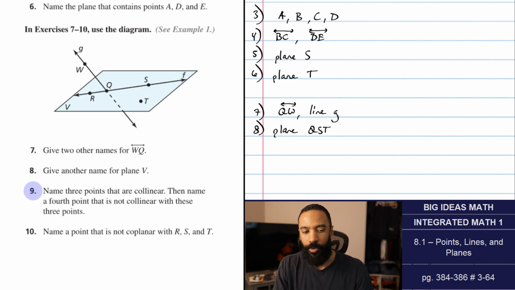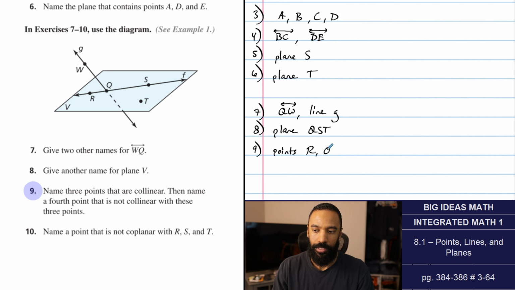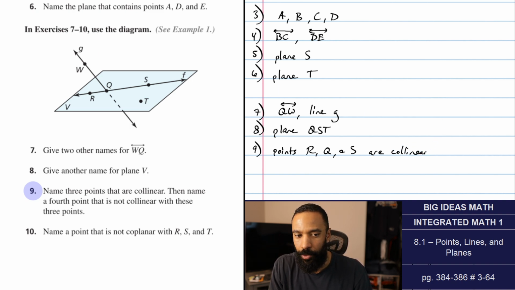Number 9, name 3 points that are collinear. Then name a 4th point that is not collinear with these 3 points. Well, I just mentioned how RQS are collinear, so I'll go ahead and say those. Points R, Q, and S are collinear. Another point that's not collinear with those is another point that is not sharing that line with them. So I could either say W or T. Either.